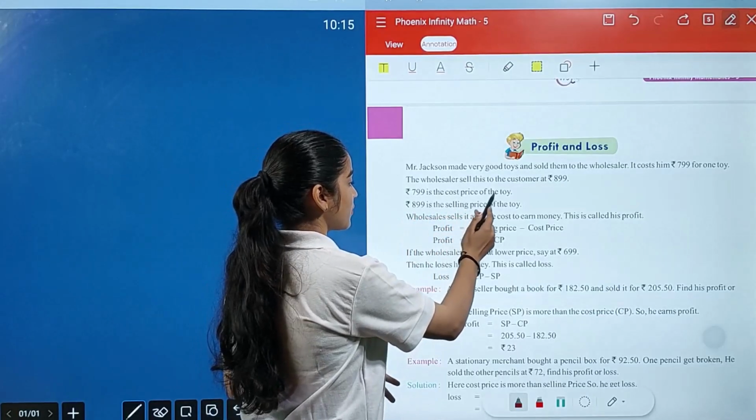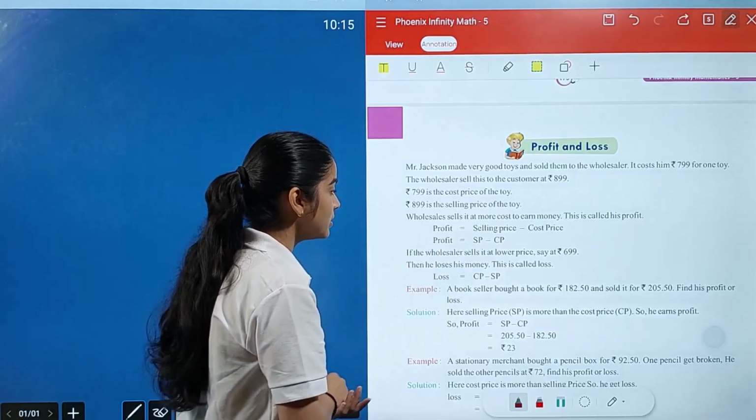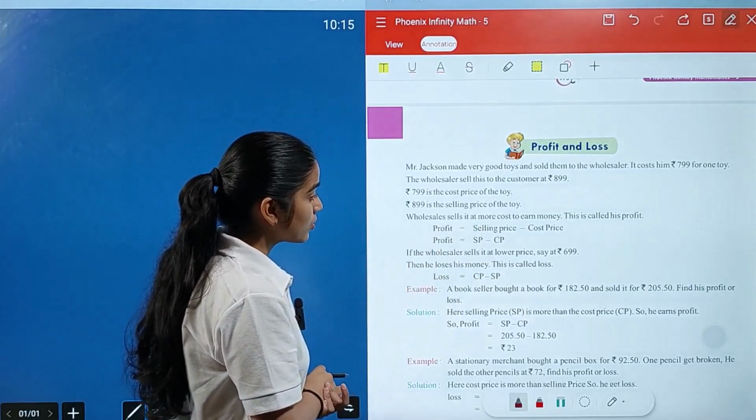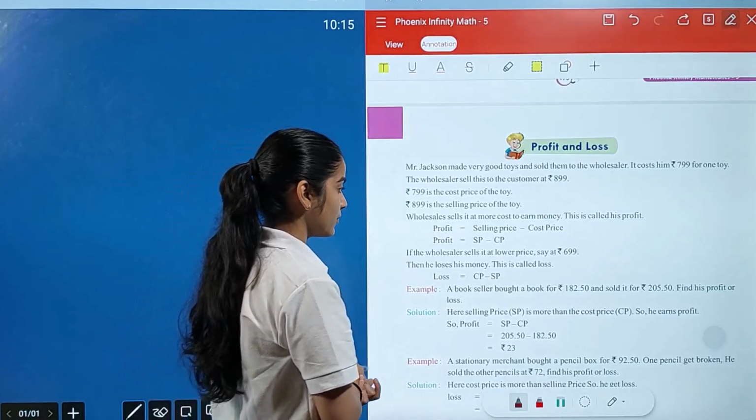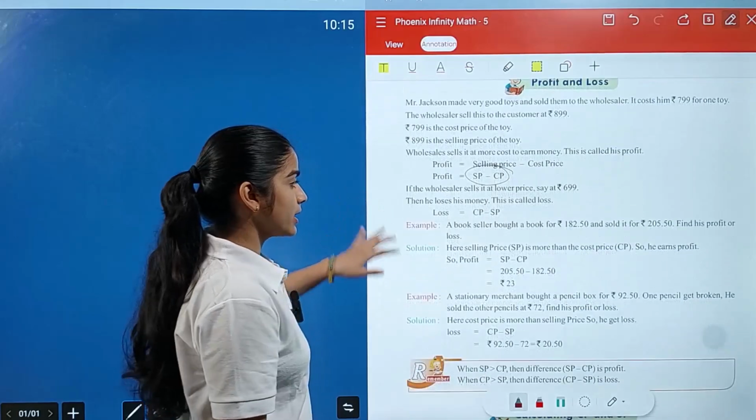$7.99 is the cost price of the toy. $8.99 is the selling price of the toy. The wholesaler sells it at a higher price than the cost to earn money. This is called his profit. So selling price minus cost price is profit.